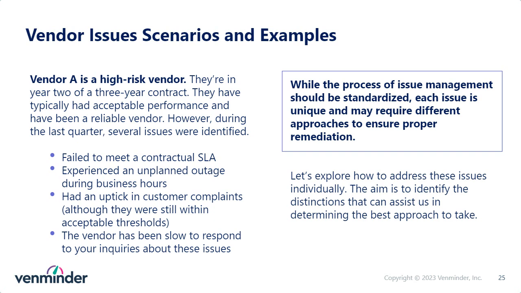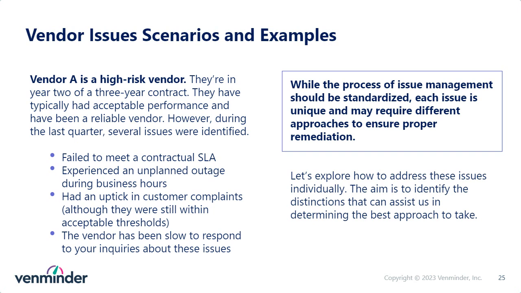They're a high-risk vendor, and we're in year 2 of a 3-year contract. Up to this point, they've had pretty good performance, and they've been reliable. However, in this last quarter, we came up with several issues. The first one was they failed to meet a contractual SLA. They had an unplanned outage during business hours, and they've had an uptick in customer complaints. Now, they're still within the acceptable thresholds, but we do notice that those complaints are rising. Another thing is the vendor's been really slow to get back to us about these concerns.